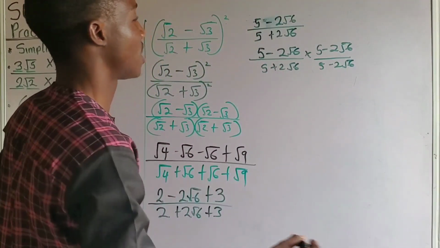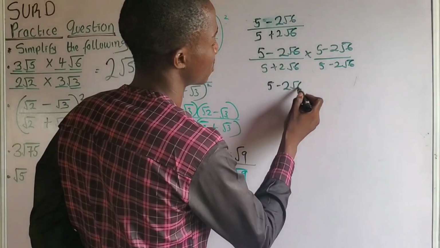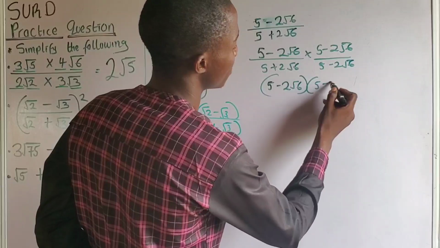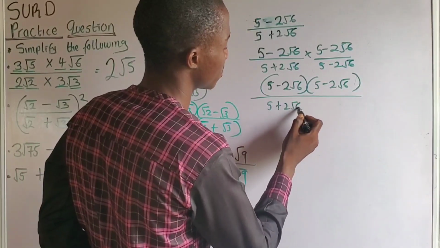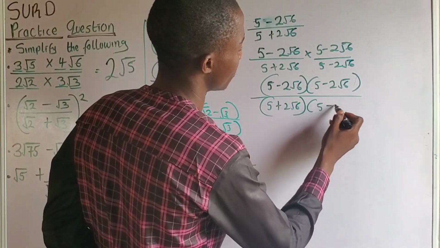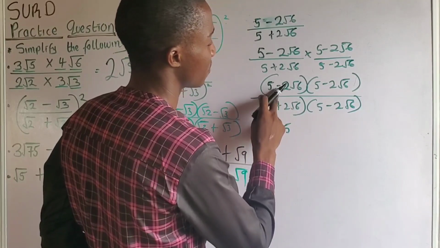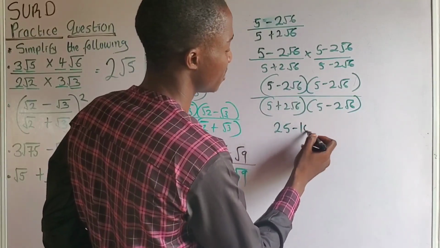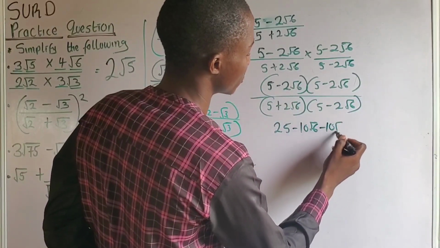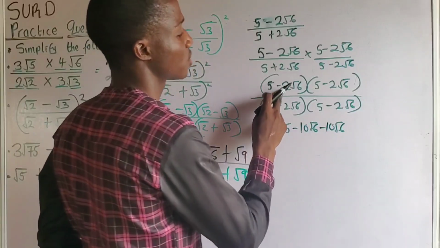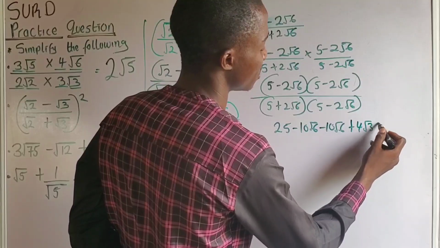Are you getting it? Now, 5 minus 2 root 6 multiplied by 5 minus 2 root 6, all over 5 plus 2 root 6 multiplied by 5 minus 2 root 6. 5 times 5 is 25. Yes? 5 times negative 2 root 6, that is what? Minus 10 root 6. Then minus 2 root 6 times 5, that is what? Minus 10 root 6. Then minus 2 root 6 times minus 2 root 6, that is what? Plus 4 root 36, okay?